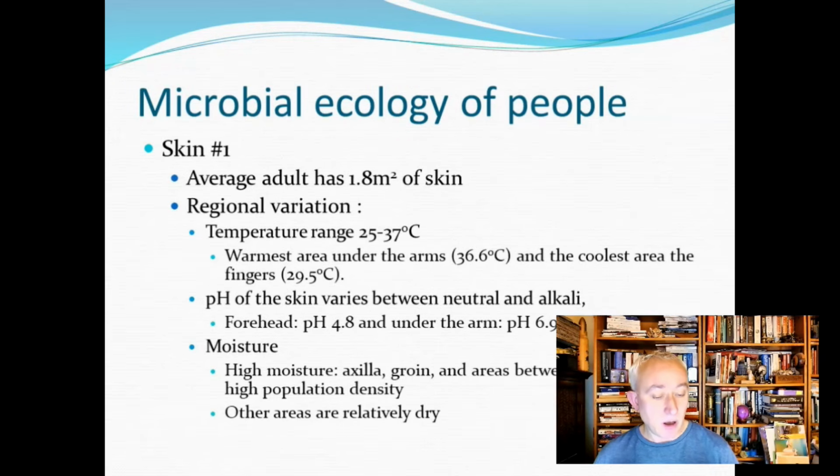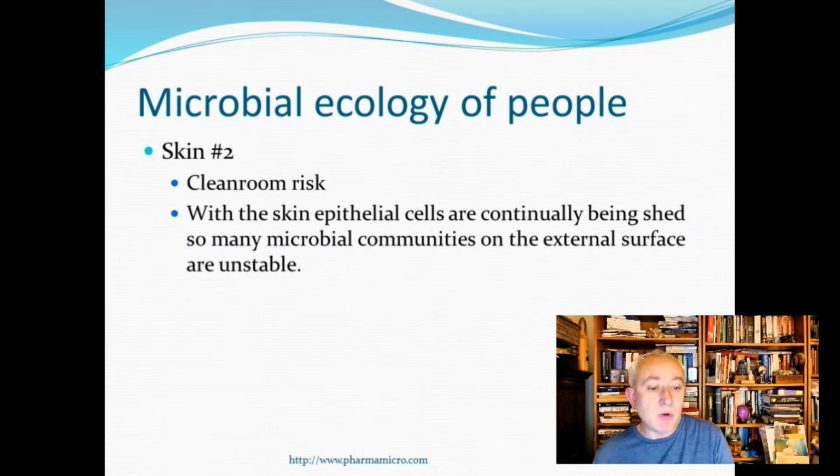So again, armpits, but also between our toes and other areas, we have high moisture levels and therefore high population densities. But other areas, say on our forearms, are relatively dry and they have slightly lower population densities. And we're also going to get different rates of skin shedding on different regions of the body. So the importance of gowning is a lot of it is torso dependent, arm dependent, because these are the areas that shed more readily.